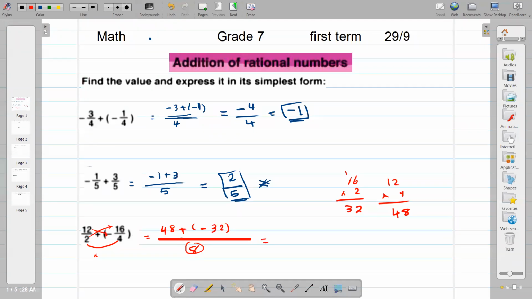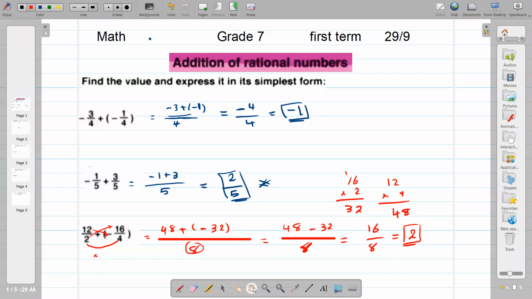Now we can subtract. As we knew before, positive times negative is negative. So this number is 48 minus 32 over 8. Now we can subtract directly: 48 minus 32 is 16 over 8. And now we can simplify by dividing: 16 divided by 8 is 2. Hope you get the point.